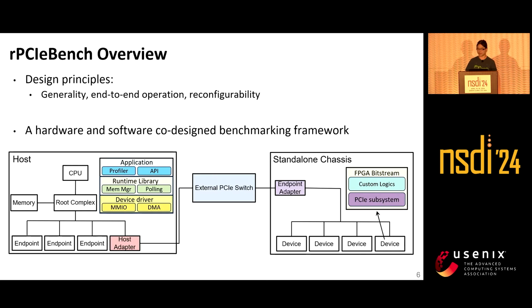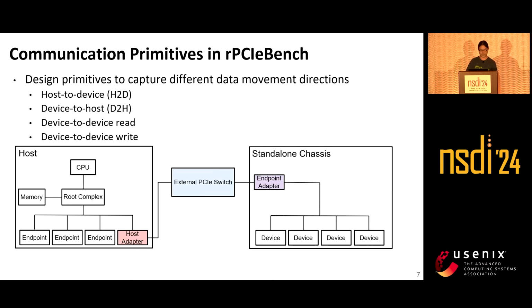The software part on the accelerator side includes custom logic, which handles the command execution of communication, and the PCIe subsystem to support MMIO and DMA. They are in the FPGA bitstream. The key enabler of rPCIeBench is the communication primitives we implement to capture different data movement directions. We mainly implement four DMA-based primitives.